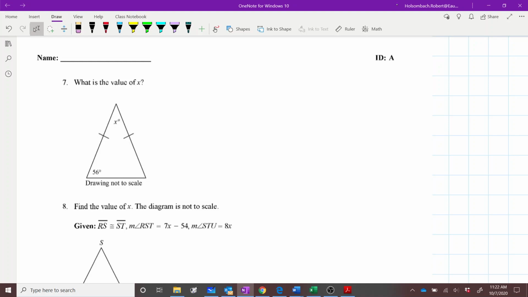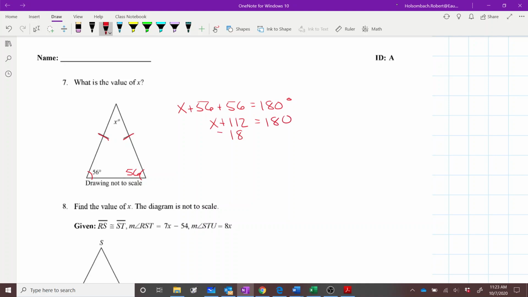Alright, number 7, we've got an isosceles triangle. We said earlier in the week that in an isosceles triangle, if these two sides are congruent, then these two angles are congruent. So if this angle on the left is 56, the angle on the right is 56. So our x plus 56 plus 56 has to equal 180 degrees. So our x plus 112 equals 180.